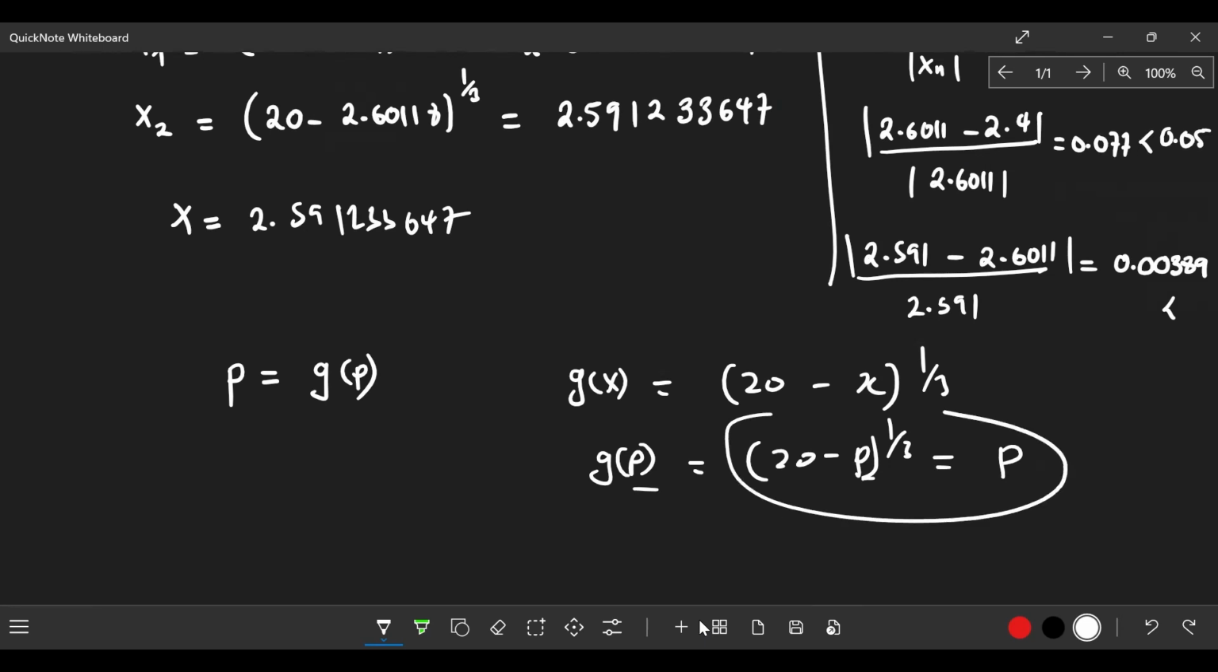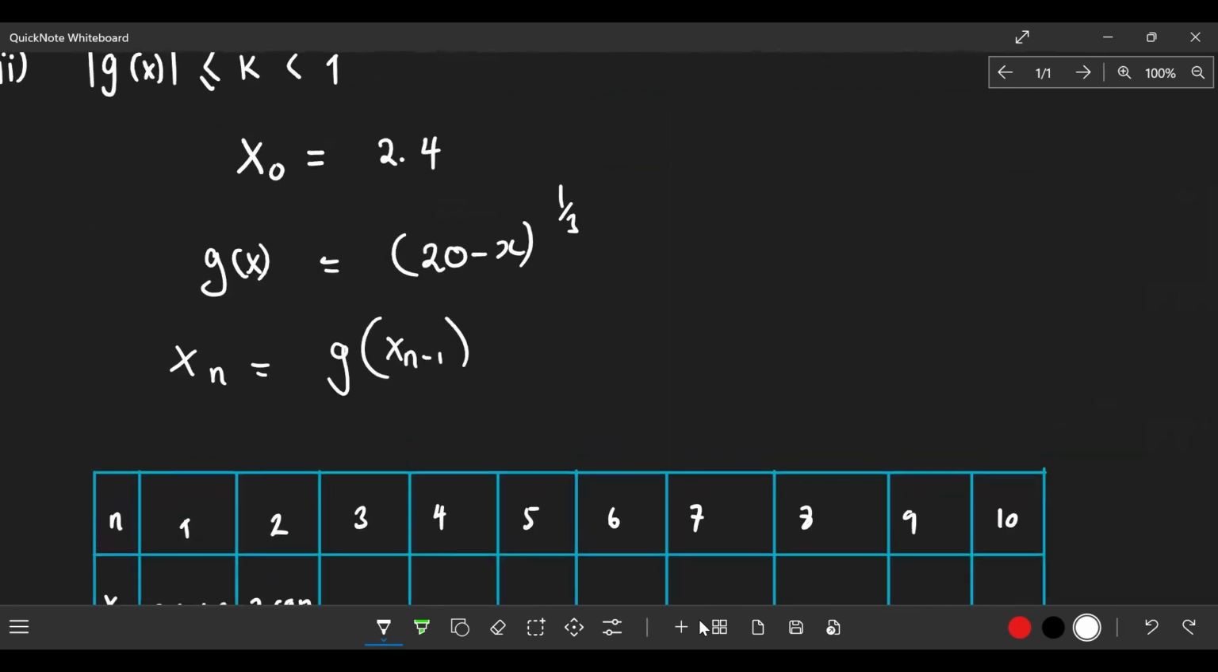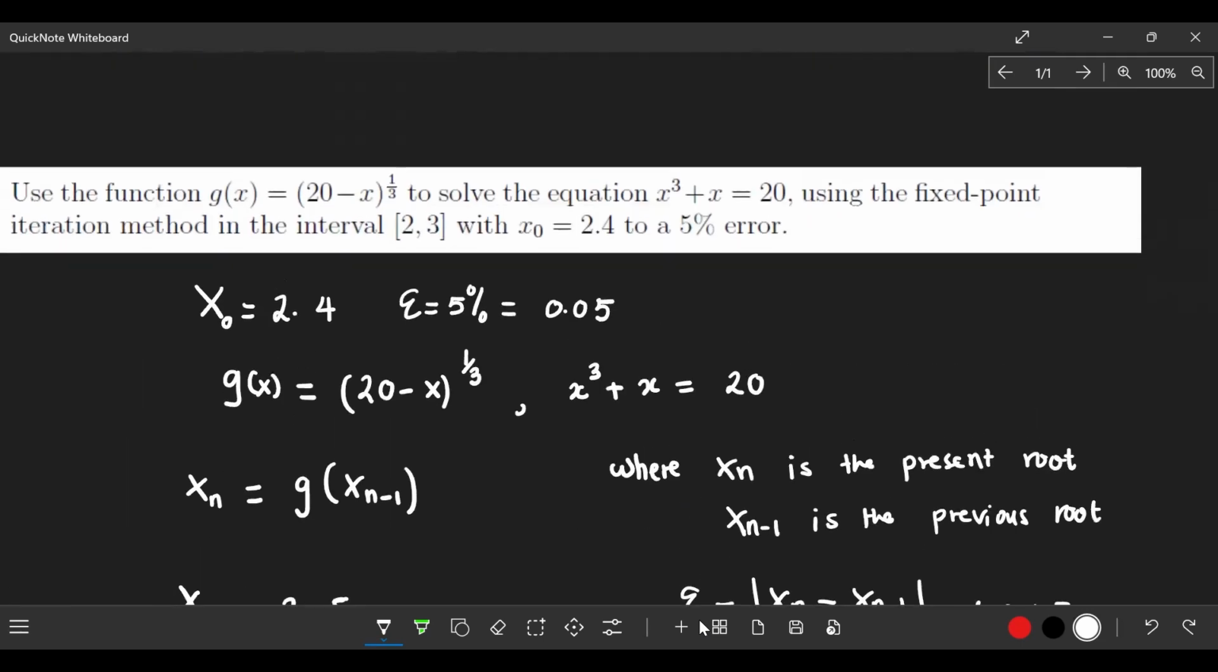So this equation is supposed to be solved. Solving for P, that's it. That's the fixed point you're looking for. So 20 minus P to the power 1 over 3 equals P. Okay, so we're able to solve this equation. It's just as good as solving this equation. In fact, it's as good as solving this equation itself. Do you know the way of solving this equation? How can you solve it?